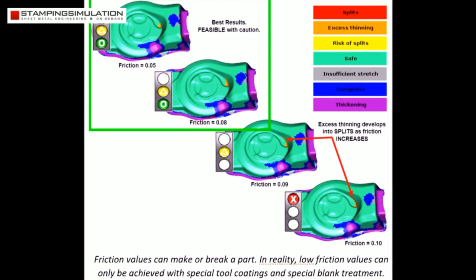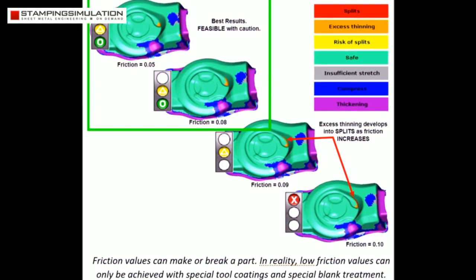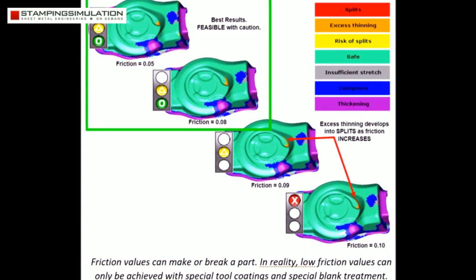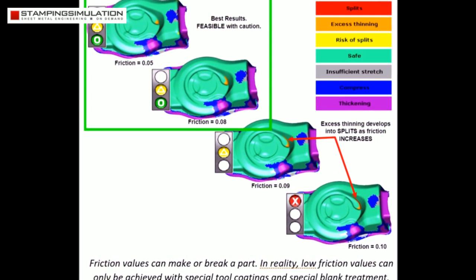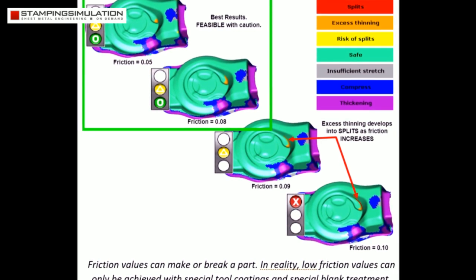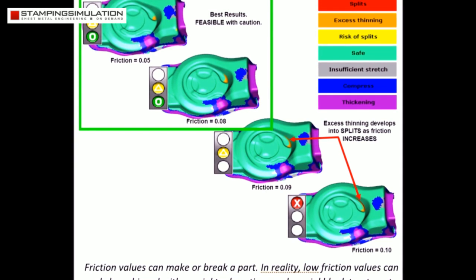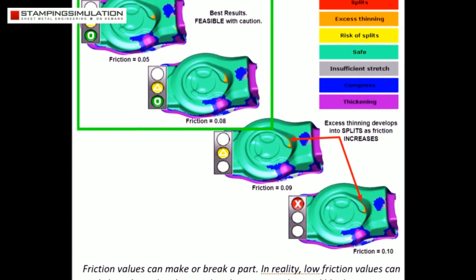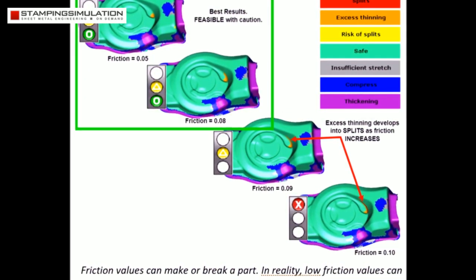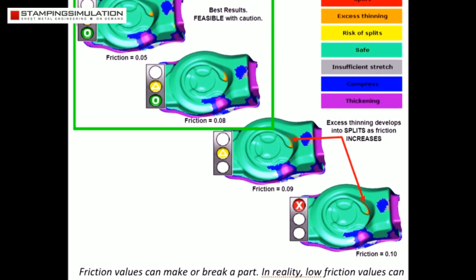A simulation that uses artificially low friction values may make a part successfully in the virtual world but may never be replicated in reality. Stamping simulation uses reasonable friction values for all tooling, and only applies special friction values or lubrication if the same can be achieved in reality. In some cases, high friction values, or a rough finish, may be required to achieve a successful forming outcome.